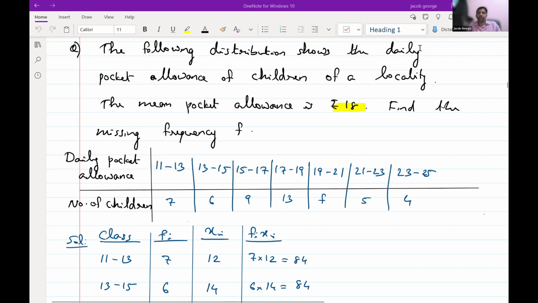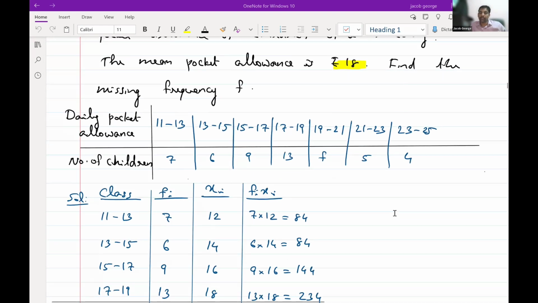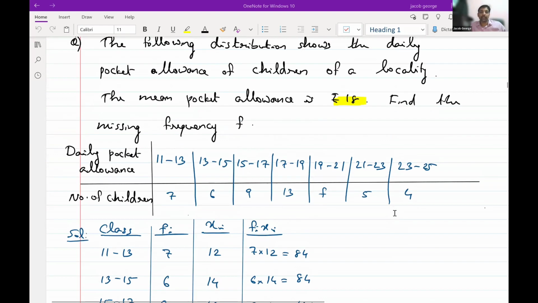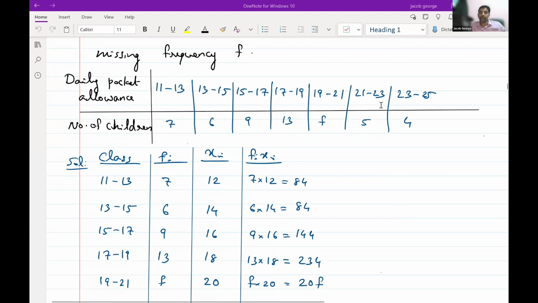The following distribution shows the daily pocket allowance of children of a locality. The mean pocket allowance is rupees 18. Find the missing frequency F. So like this, daily pocket allowance, and number of children is the frequency. I made the same type of column. Here you can see one frequency F is missing, but the mean is given.